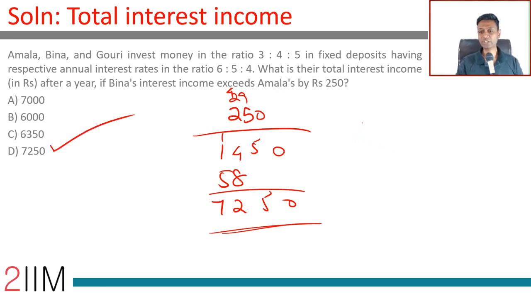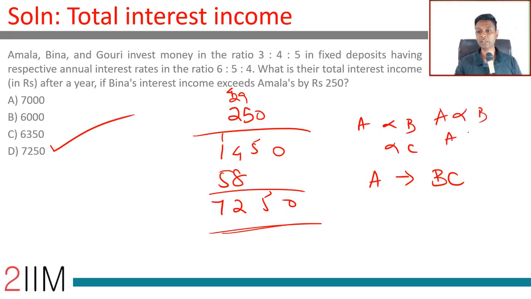Classic ratio question. If A is proportional to B, A is proportional to C, A is inversely proportional to D, then A is linked with BC by D. That's the idea we are using here. Very routine, very simple question if you just get ratios.